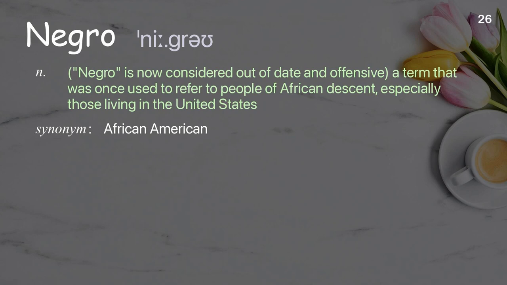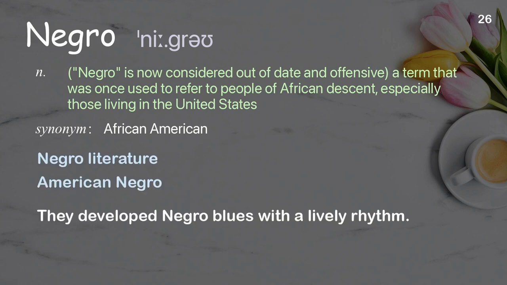Negro: Negro is now considered out of date and offensive, a term that was once used to refer to people of African descent, especially those living in the United States. Examples: Negro literature, American Negro. They developed Negro blues with a lively rhythm.